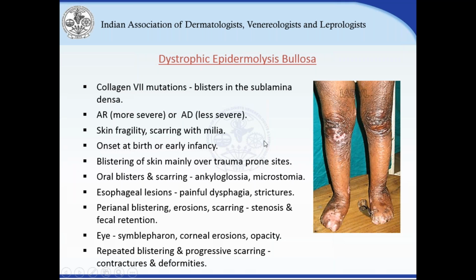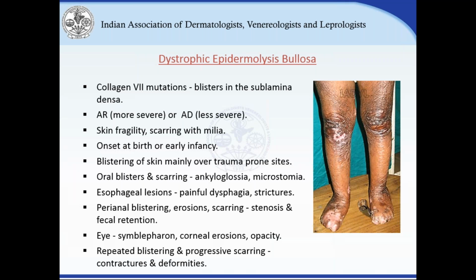Milia are basically blocked ducts of the eccrine glands. Once there is scarring at the level of the dermoepidermal junction, the secretion cannot come out. So they form little papules, very small, like 1 to 2 millimeter. They are visible on the scars as white papules. That is known as milia.